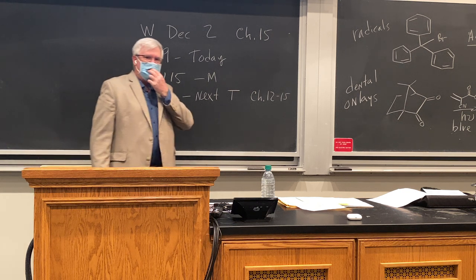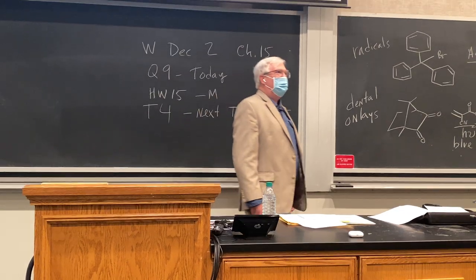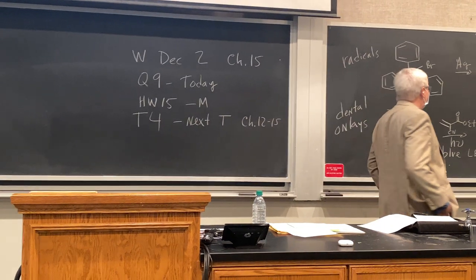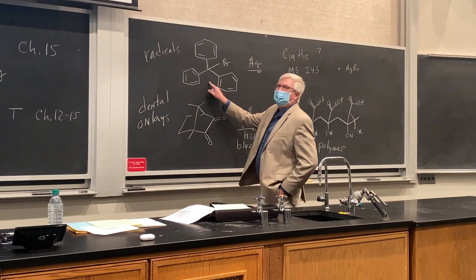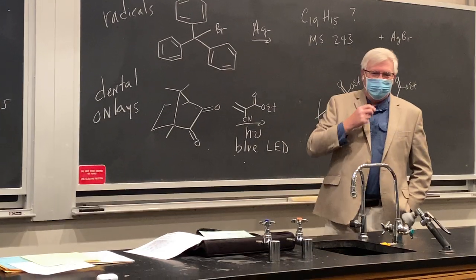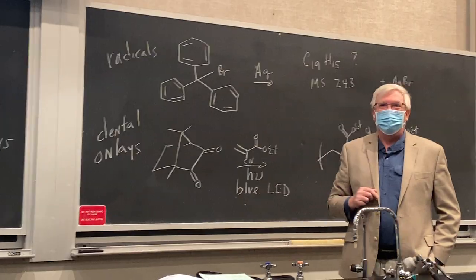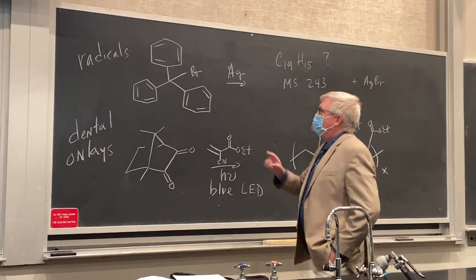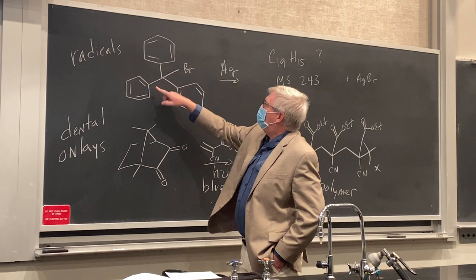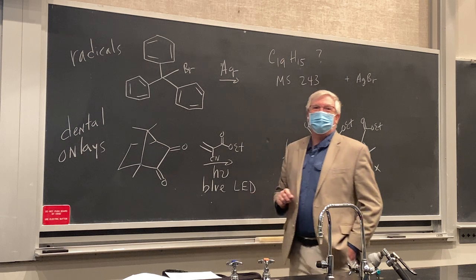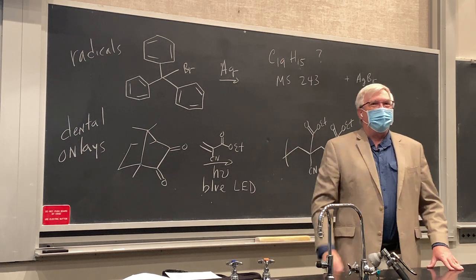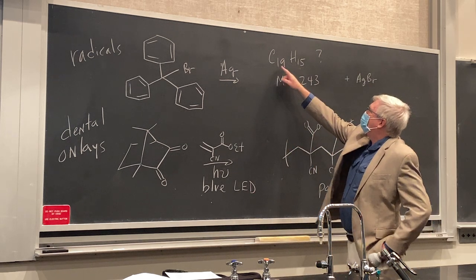Before we jump into 15, I've got a couple things to catch your attention here, maybe. A reaction run by Moses Gomberg at the University of Michigan about 100 years ago. He took this triphenyl methyl bromide and he treated it with finely divided silver metal. And he got a strange product.